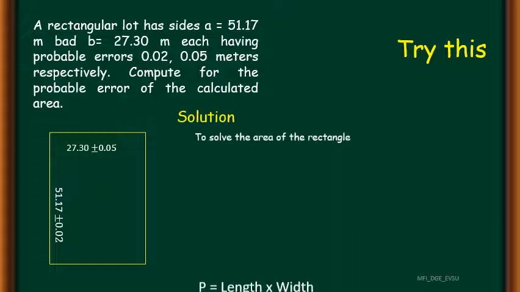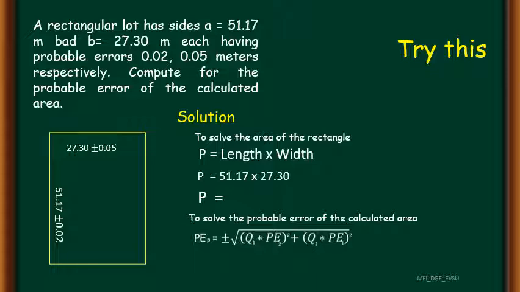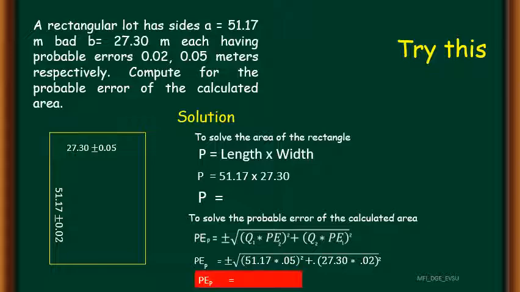So, a solution to solve the area of rectangle, again, that is length times width. We all know that one. So, you compute the area. For the probable error of the rectangle, probable error of the product, that is the formula. So, 51.17 times 0.05 squared plus 27.30 times 0.02 squared. So, you solve, what's the answer at home?